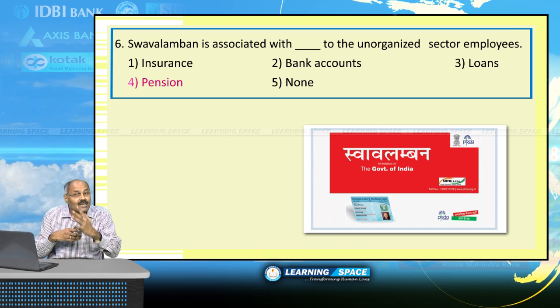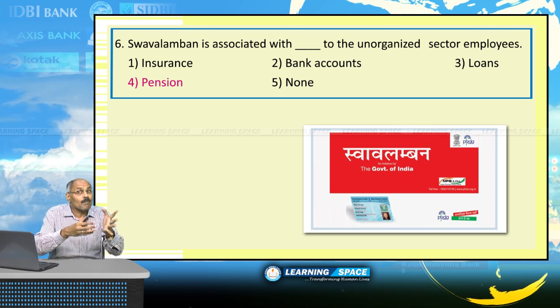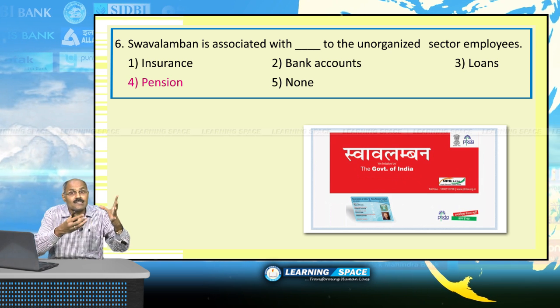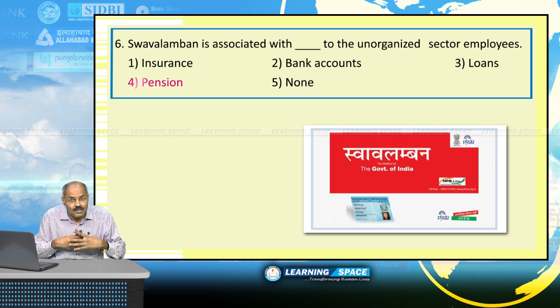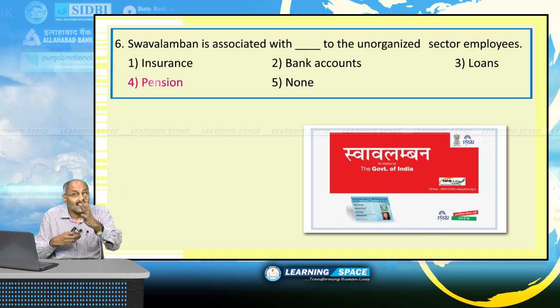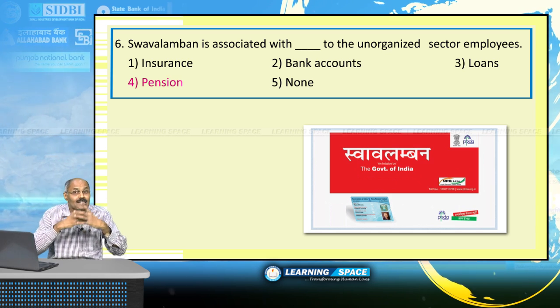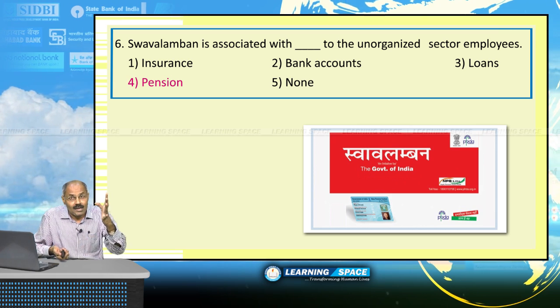This scheme will continue, but the government came up with a new scheme, Atal Pension Yojana, now. We have already discussed Atal Pension Yojana in policies and programs, and this Swavalamban was brought in the year 2010-11. This is pension for unorganized sector employees. Right friends? Look into the next one.